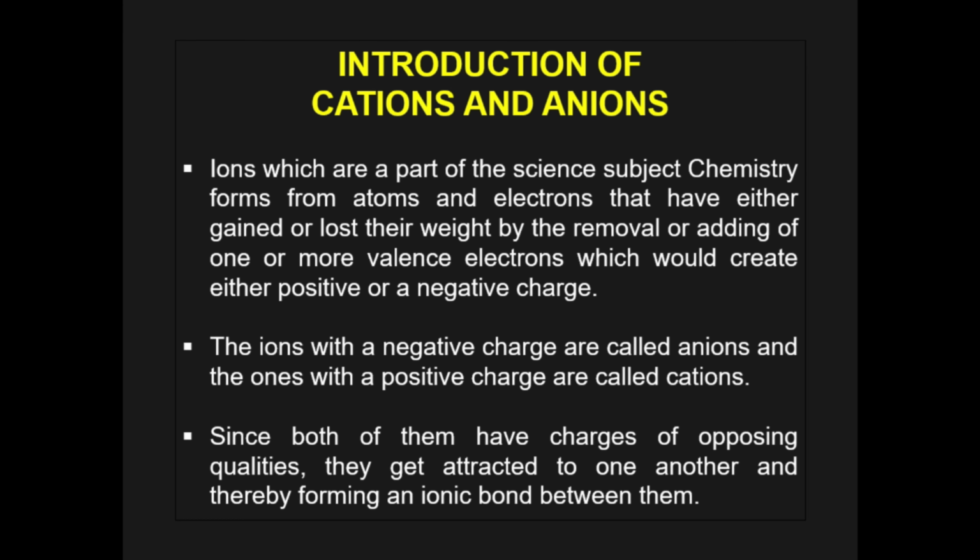So we can say ions, which are a part of the science subject chemistry, form from atoms and electrons that have either gained or lost their weight by the removal or adding of one or more valence electrons, which would create either a positive or a negative charge. The ions with a negative charge are called anions, and the ones with a positive charge are called cations. Since both of them have charges of opposing qualities, they get attracted to one another, thereby forming an ionic bond between them.